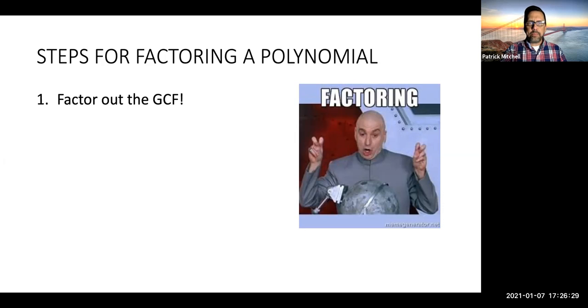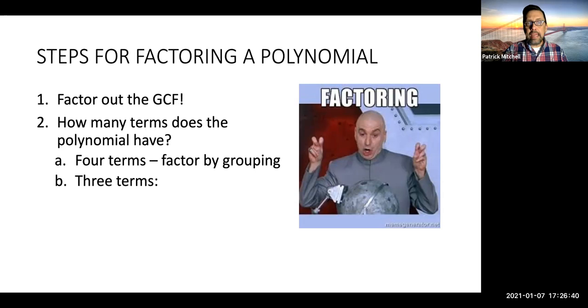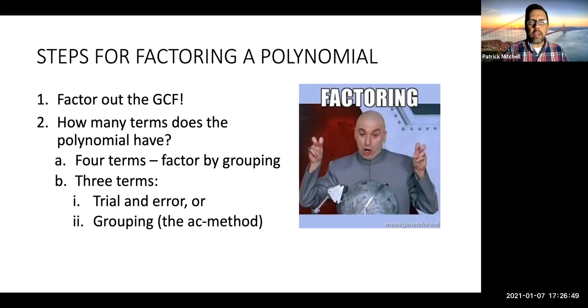Step 1, always look for a GCF. Step 2, ask yourself how many terms the polynomial has. If it has 4, that's grouping. If it has 3, you now know 2 different methods to deal with trinomials. You can use trial and error, or you can use the AC method, which we just went over. So believe it or not, we only have one more factoring section left, and that's where we're going to talk about factoring binomials, which is a polynomial with 2 terms. And then, of course, you can always check your answer at the end.